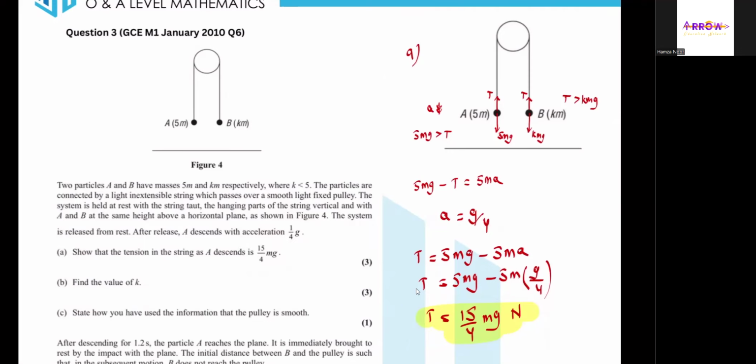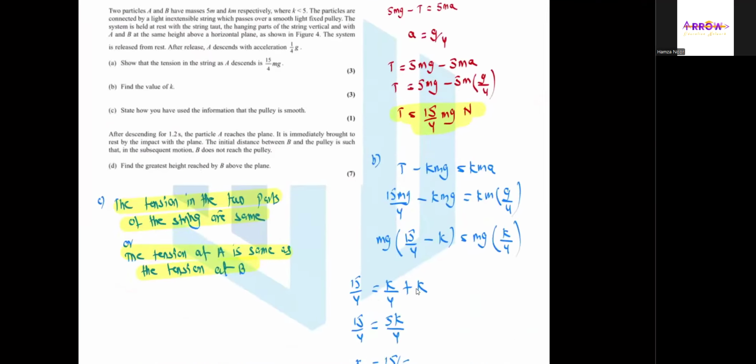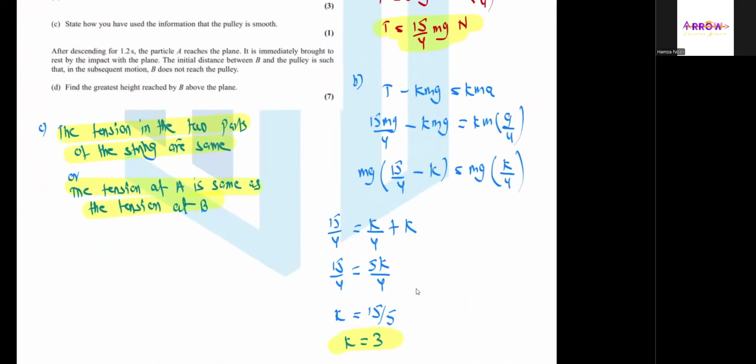So in this way we have attempted part A. We need to leave our answer in terms of m and g. Now in part B we need to find the value of k. Since we have found the value of T in part A, we are going to use it for the equation of motion for particle B. So here we have part B.